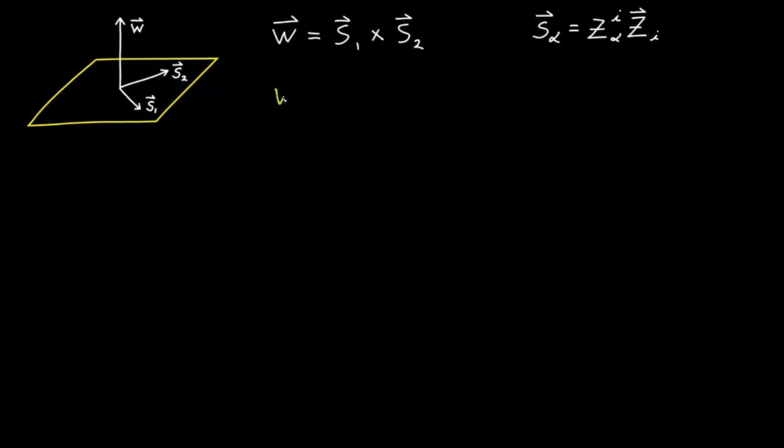We'd say that Wi is equal to epsilon ijk times the vector component for S1 here, and that's just going to be zj1 times the vector components for S2, and that's going to be zk2. And it's as simple as that. That is the cross product between vectors S1 and S2.